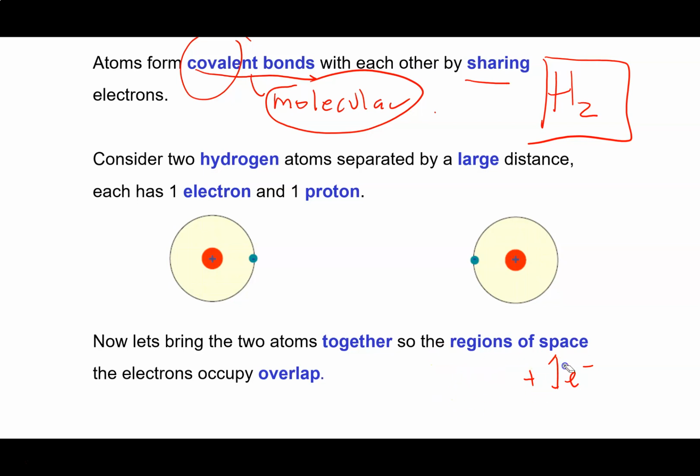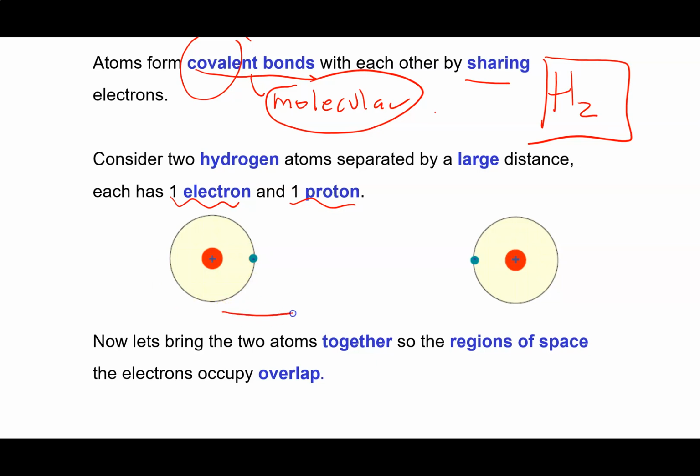So the question becomes, why do hydrogen atoms stick to one another? So here we have two hydrogen atoms, and they're not stuck to one another. They're separated by a very large distance. And as I mentioned, each of these hydrogen atoms has one electron and one proton. The electron is orbiting the nucleus, which is comprised of just a single proton.